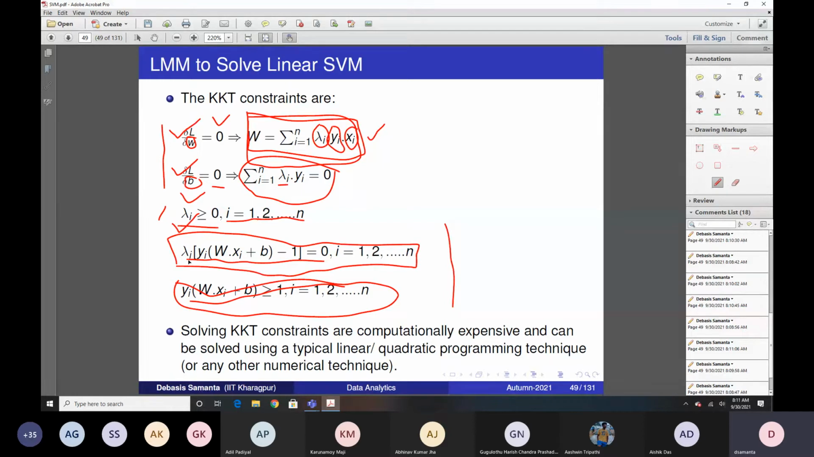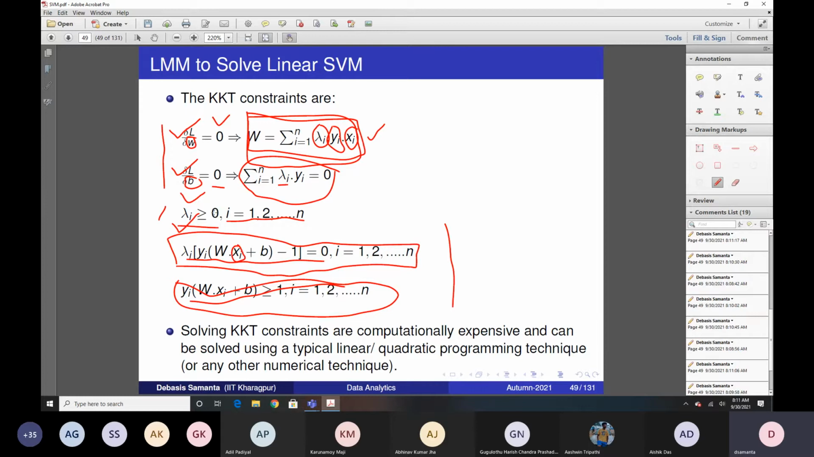Now here I just want to advise you to note this expression. This expression says that lambda_i multiplied by this equals 0. So the lambda value will be greater than or equal to 0. If lambda is equal to 0, that means this term is equal to 1. So this implies that x_i, this value, lies on the boundary, right?